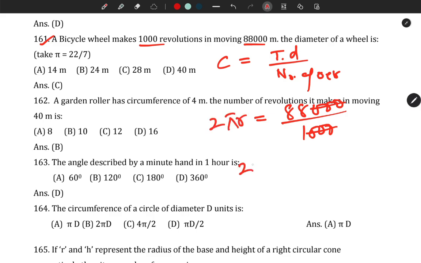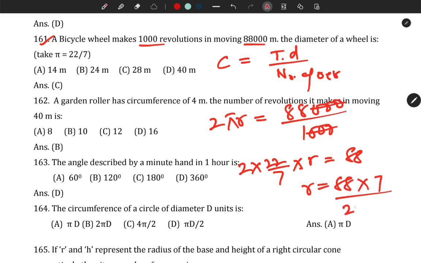So 2 pi r will be 88. So 2 into 22 by 7 into r will be 88. So r will be 88 into 7 divided by 2 into 22. So if you cancel, you'll get 44 here. 2 times is 44. So radius is 14 meter.